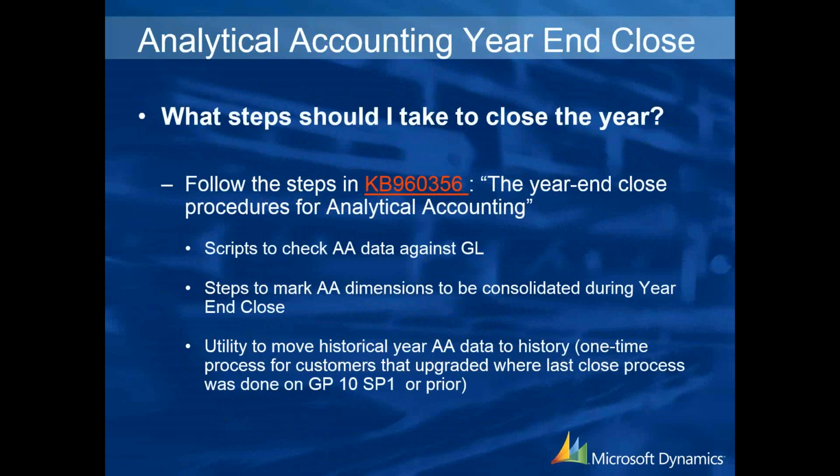What steps should I take? There's a KB article here. There are scripts to check AA data against GL. Steps to mark AA dimensions to be consolidated during the year-end close. And then a utility to move historical AA data, a historical year, to history, a one-time process for customers that were upgraded where the last close process was done on GP10 Service Pack 1 or prior. I don't know if I have clients on the call today that pertain to that, but just keep that in mind.